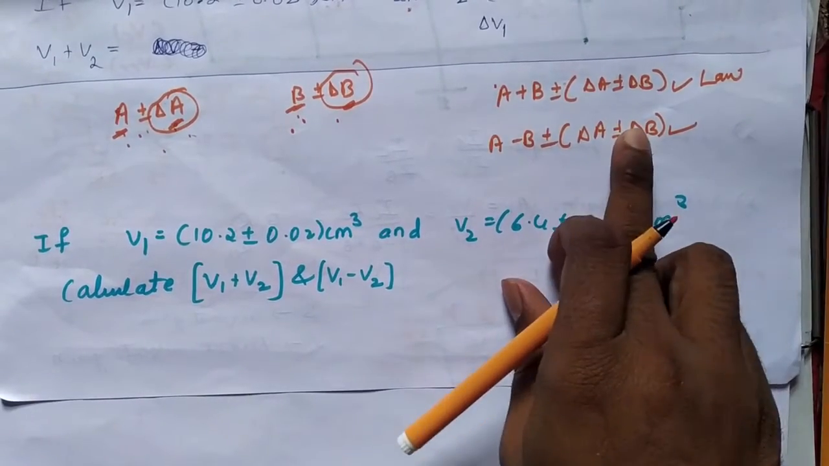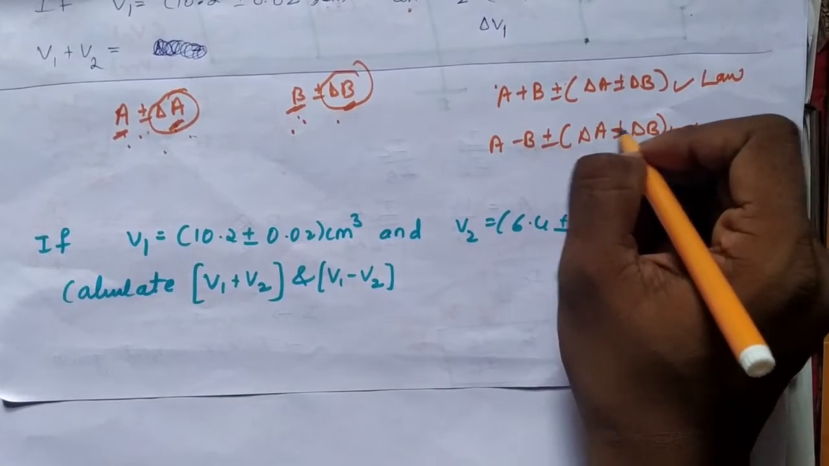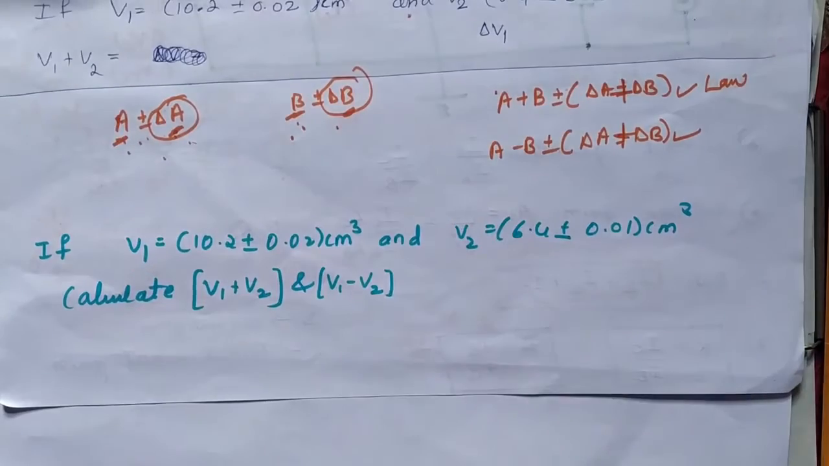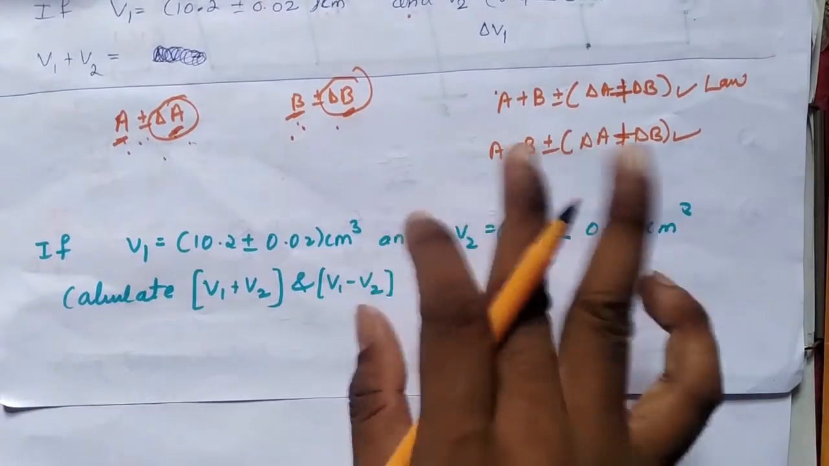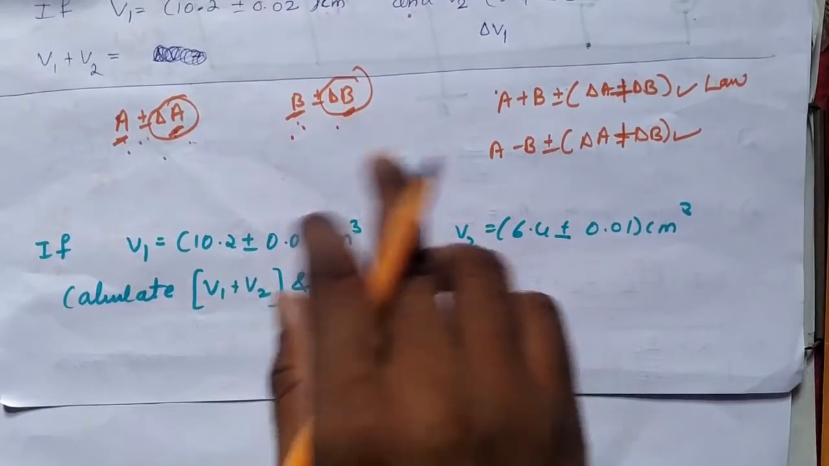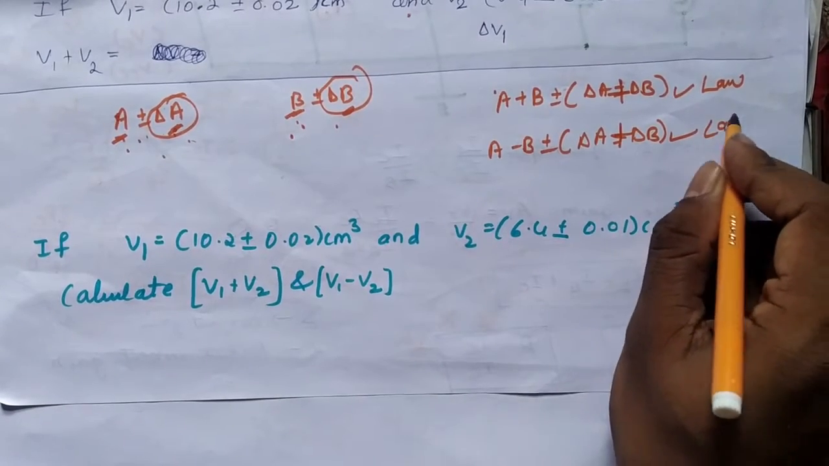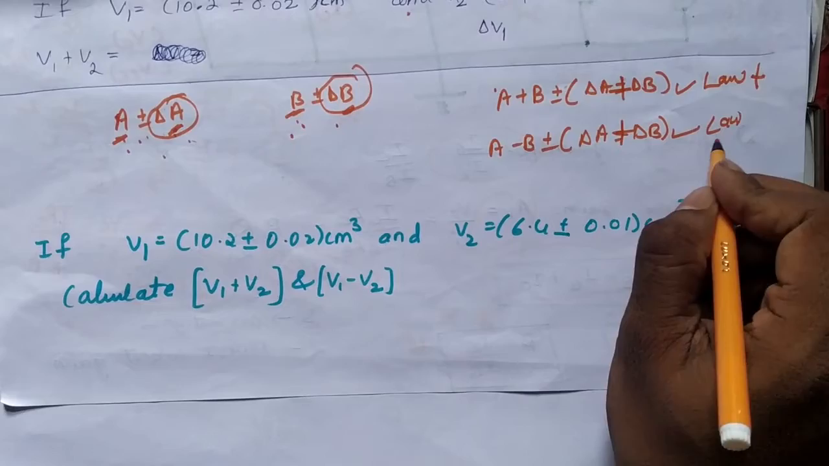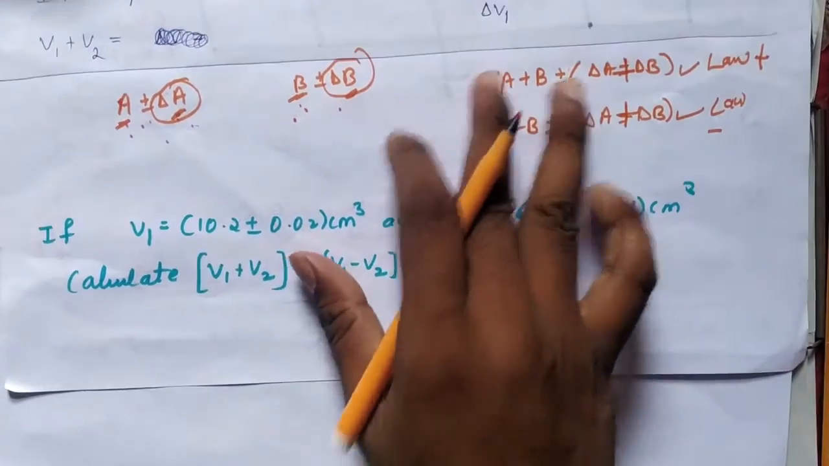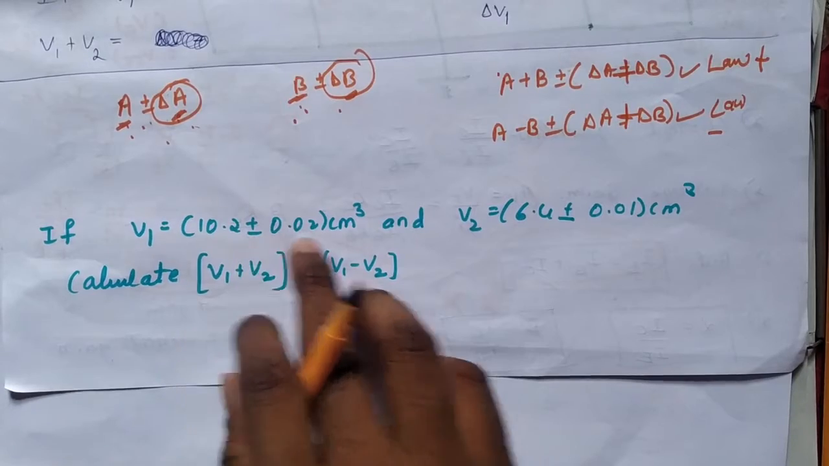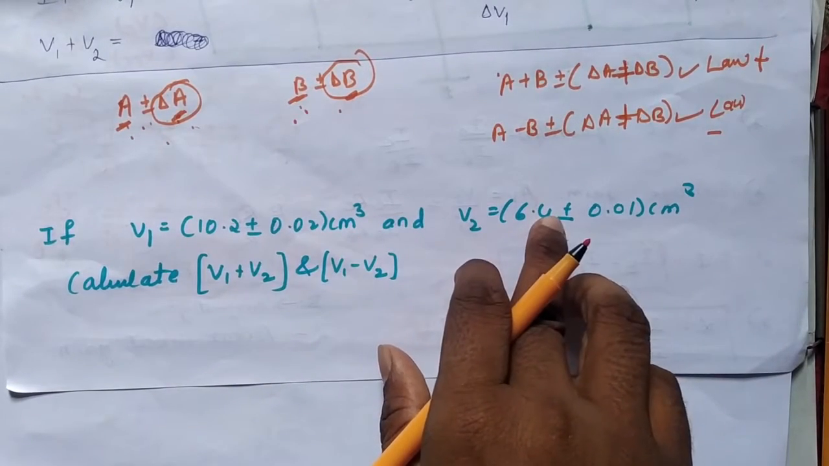Why should errors not be subtracted? Can anybody tell me why? That is because error is already a small value, so we should not subtract it, we should just add it. But the main value should be subtracted. This is the law of addition of errors, and this is the law of subtraction of errors. Suppose I have two values, v1 is equal to 10.2 plus or minus 0.02, v2 is equal to 6.4 plus or minus 0.01.